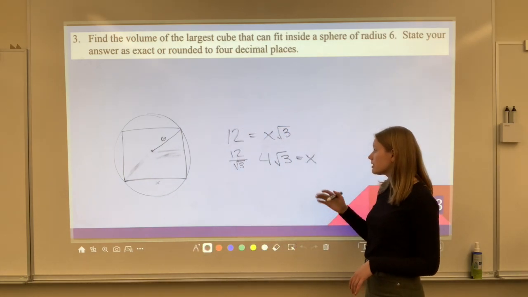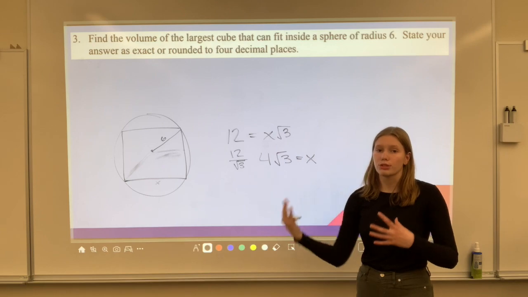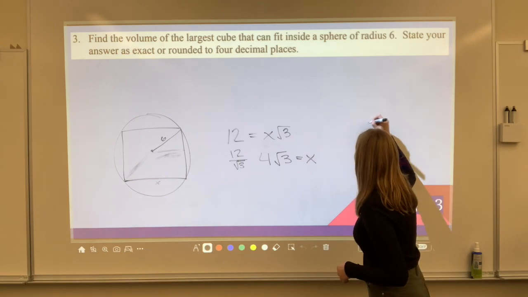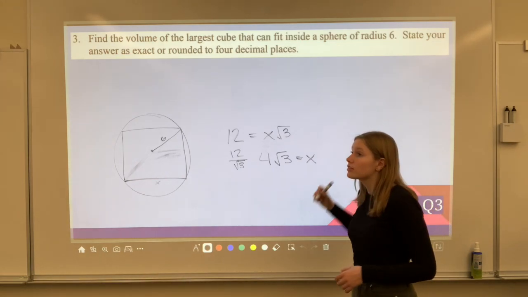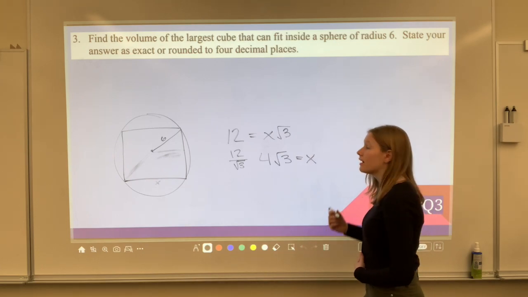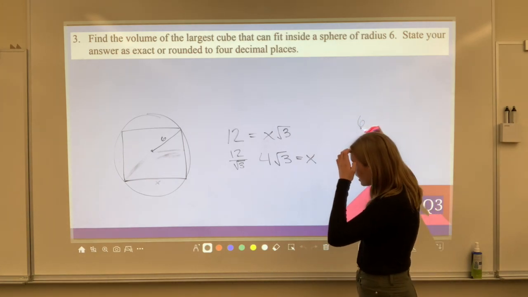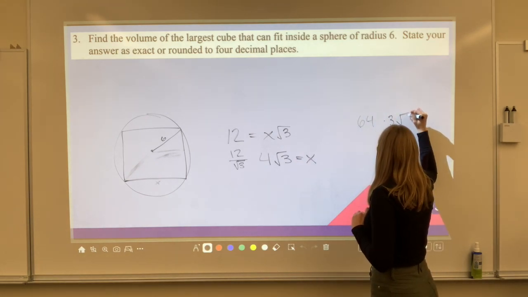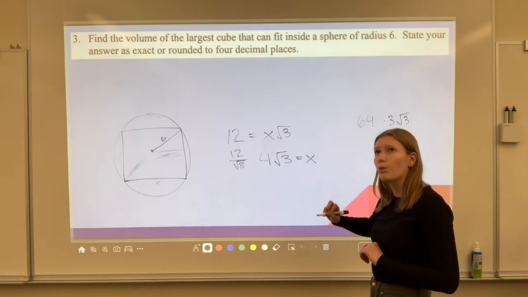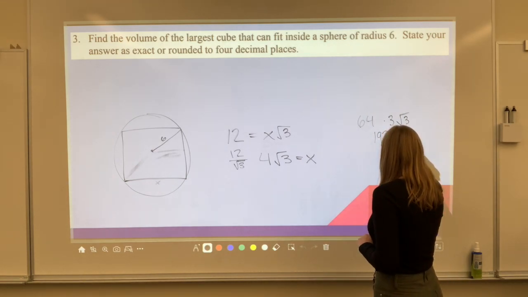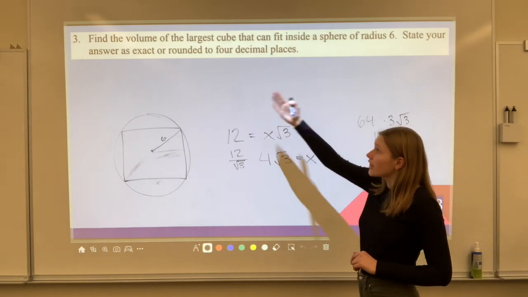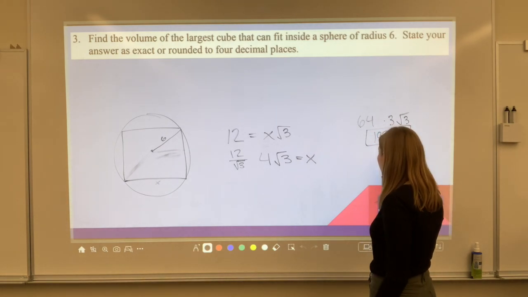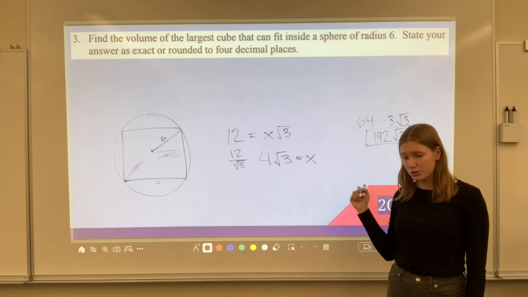Now, all we have to do is say 4 times the square root of 3 times 4 times the square root of 3 times 4 times the square root of 3 to find the volume of this cube. So we have 4 cubed, because it's going to be 4 times the square root of 3 cubed. 4 cubed is 64 times 3 cubed, which is 3 times the square root of 3, and so we get 192 times the square root of 3. And that is our answer as an exact answer. We would just leave it fully simplified as 192 times the square root of 3.